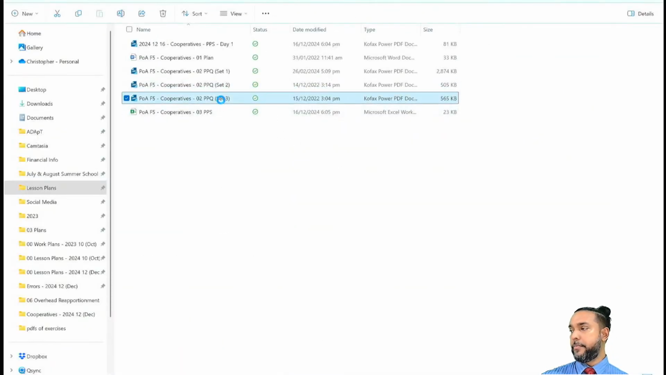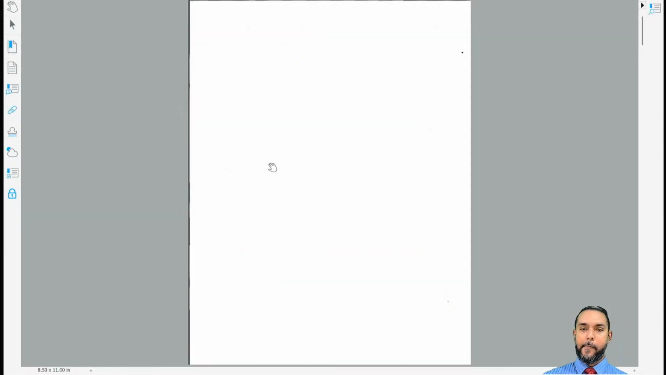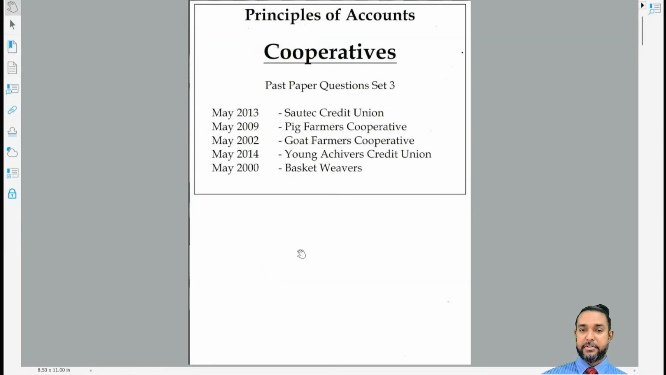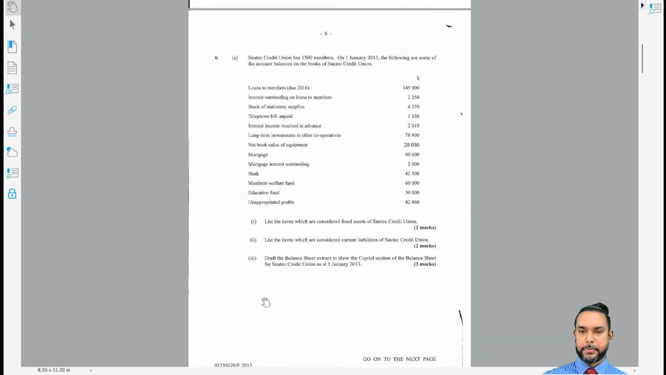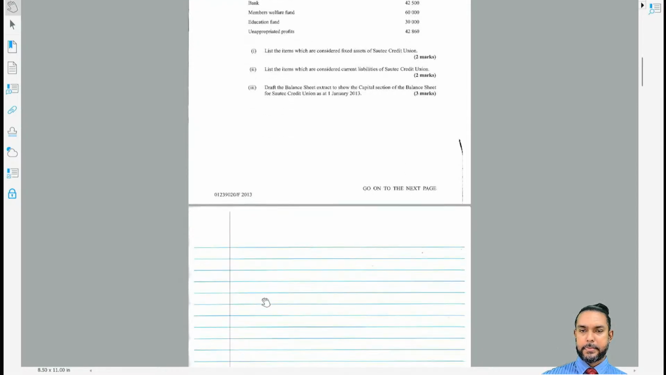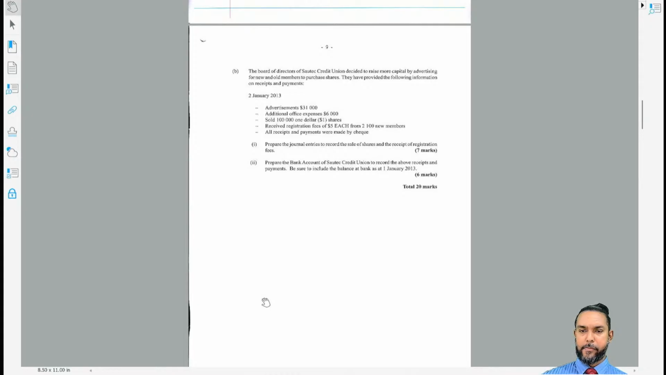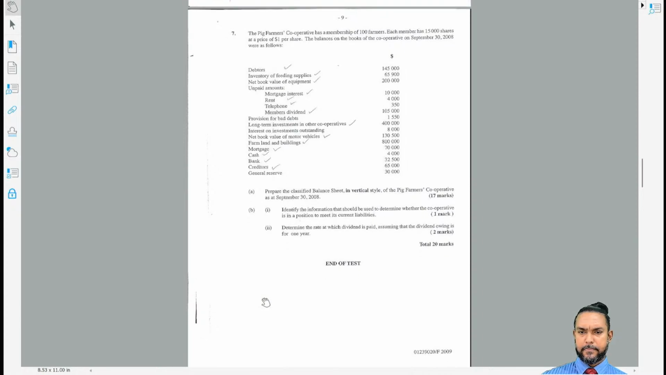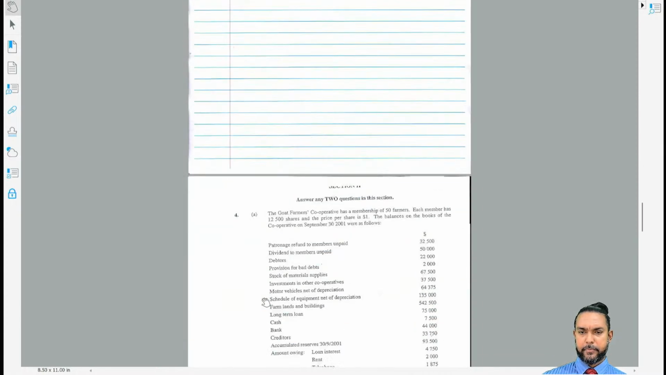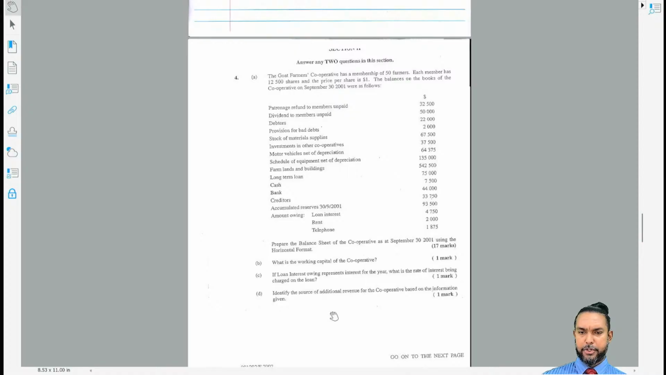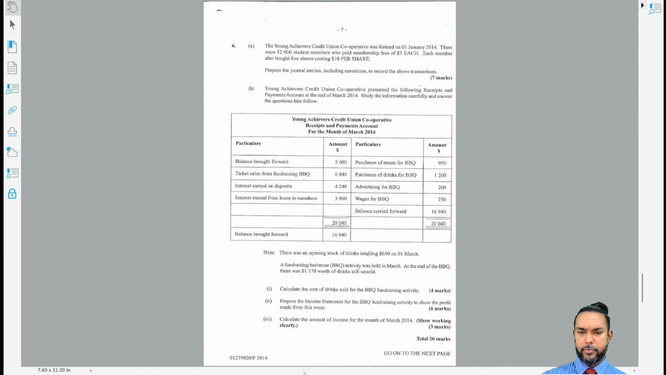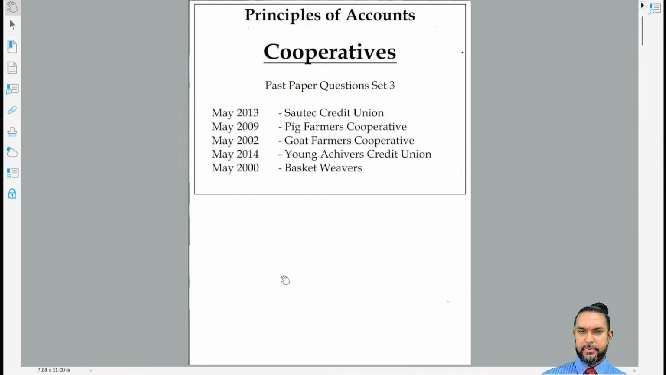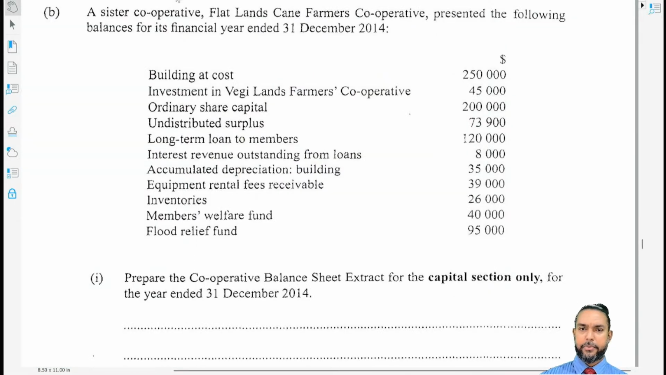Let me check set 3. Oh, these are some old ones. All right, cool. But these might be nice to do as well. Capital section. Balance sheet. Okay, all right. So I think I know what we're doing.